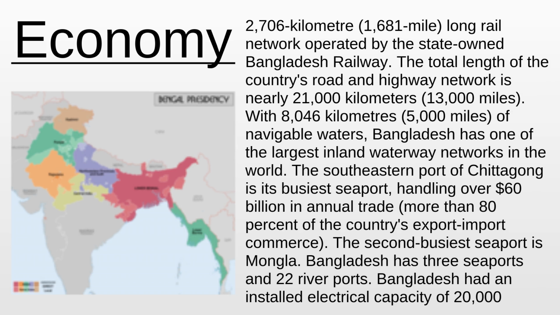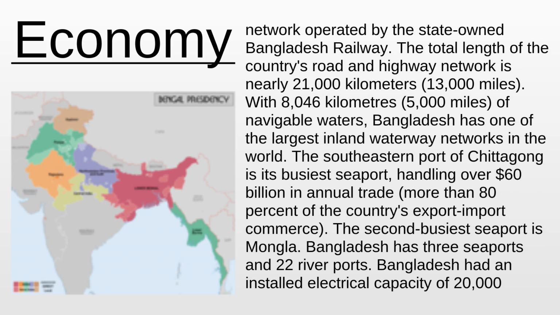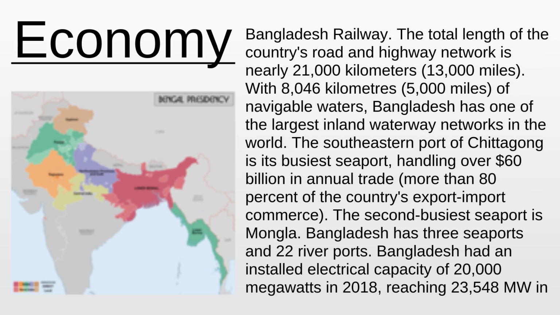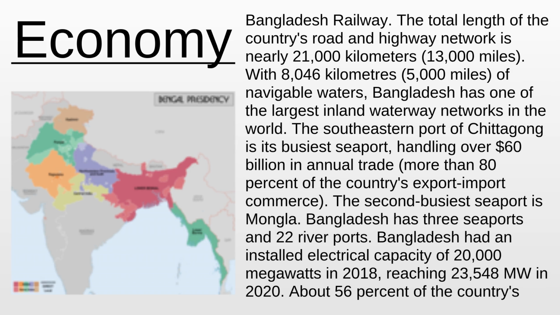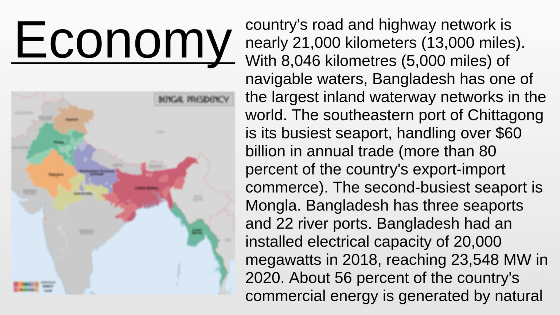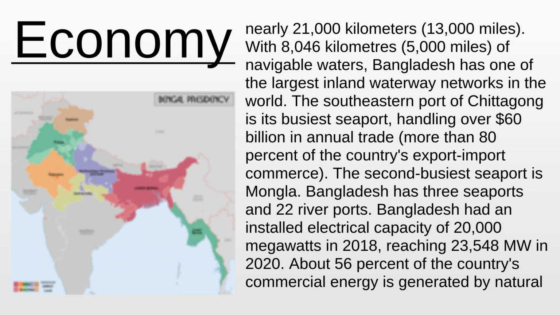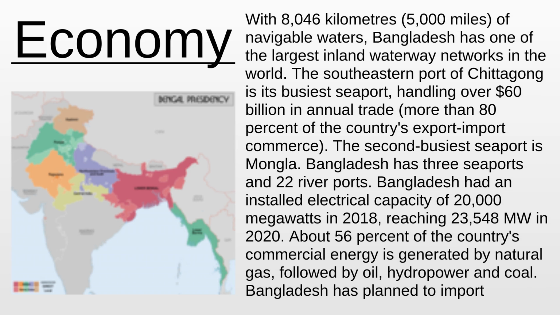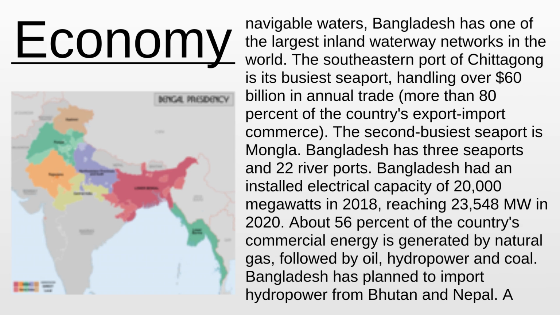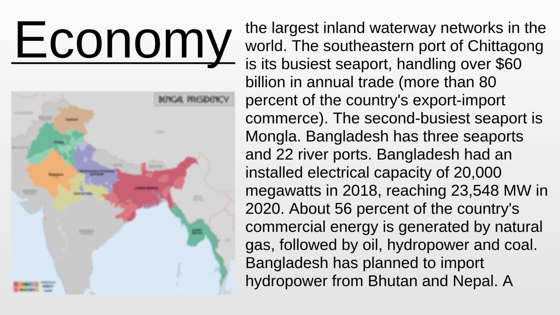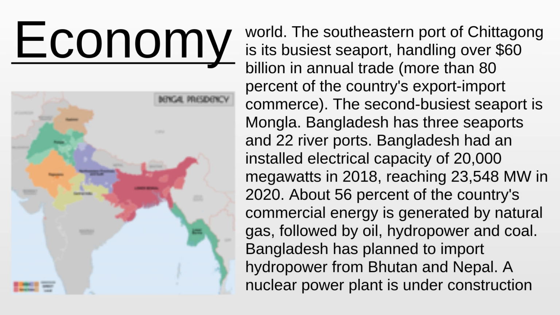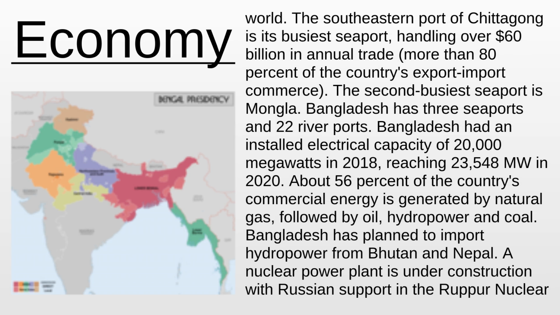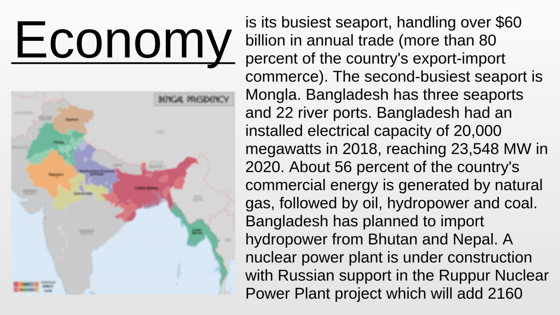With 8,046 kilometers, 5,000 miles, of navigable waters, Bangladesh has one of the largest inland waterway networks in the world. The southeastern port of Chittagong is its busiest seaport, handling over $60 billion in annual trade, more than 80% of the country's export-import commerce. The second busiest seaport is Mongla. Bangladesh has 3 seaports and 22 river ports.